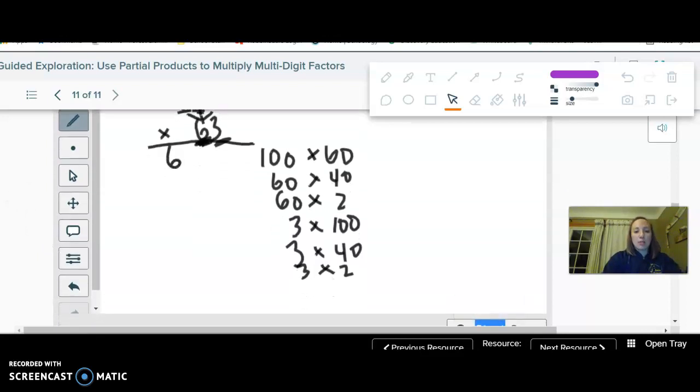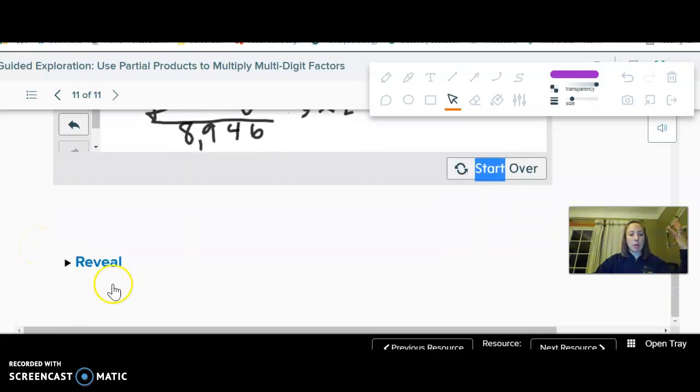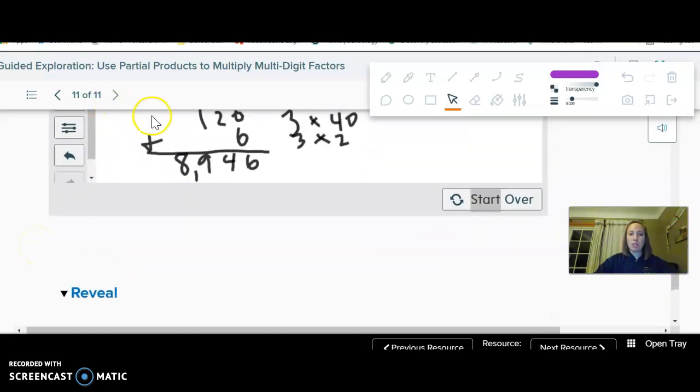Now I can just multiply. Right, 1 times 6 is 6, put my zeros. 6 times 4 is 24 with 2 zeros. I have to make sure to write it in the right spot. 60 times 2 is 120. Then I have 300, 126, and I can add them together. So I get 6, 4, 5, 6, 9, and 8. So 8,946. Again, I'm just splitting them up, but I'm just doing it more in my mind.